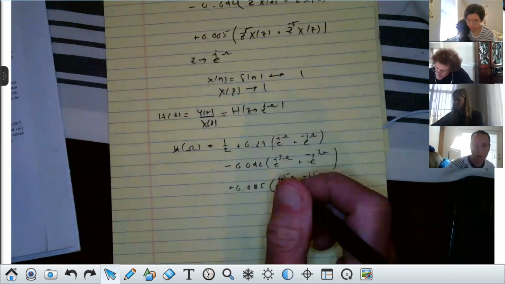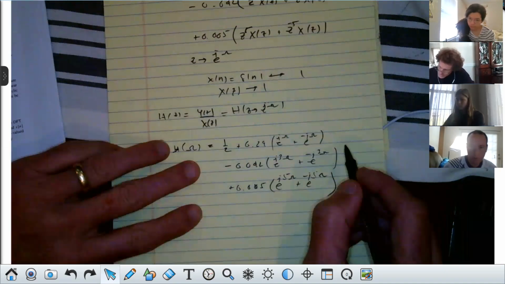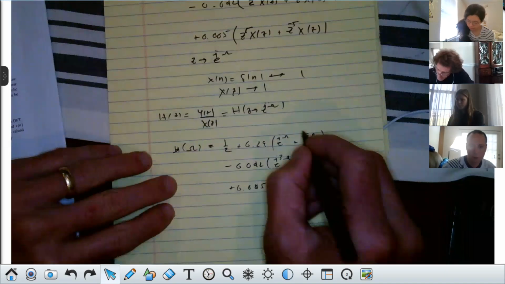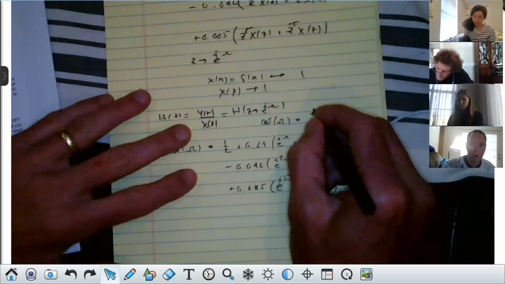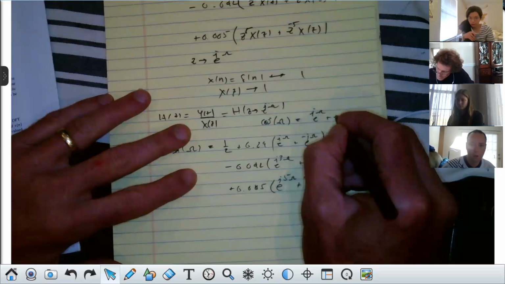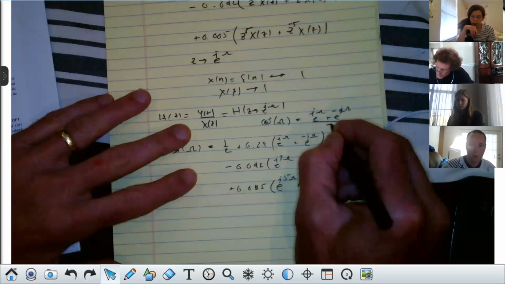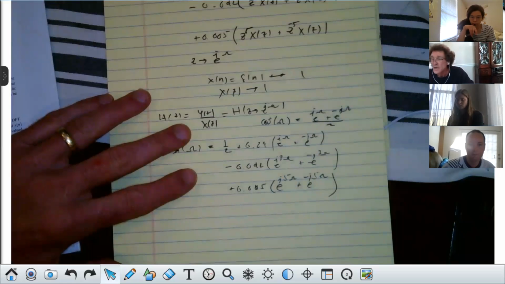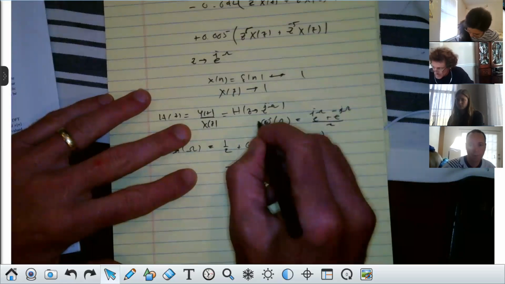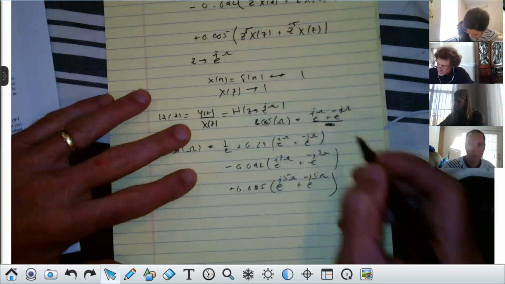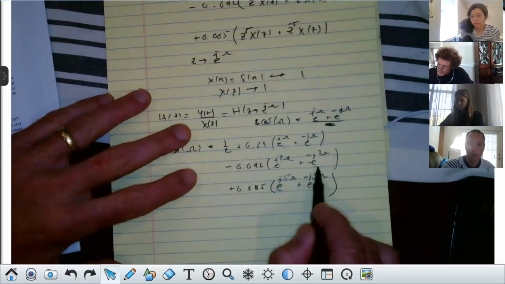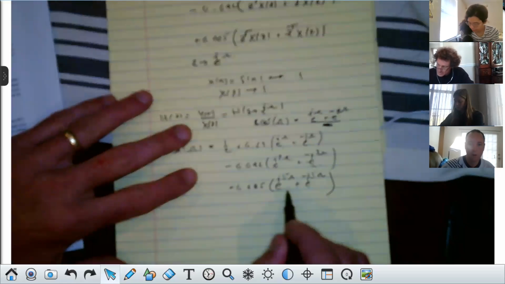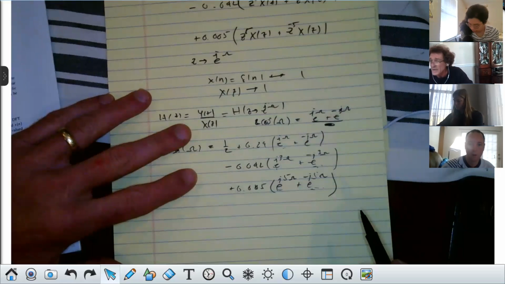Now, y'all see that cosine of omega is just equal to e to the j omega plus e to the minus j omega over 2, correct? Everybody? So if I multiply by 2, then I have this. Now you'll notice that's this right here. This would be 2 times cosine of 3 omega, and this is 2 times cosine of 5 omega. Do you see that?